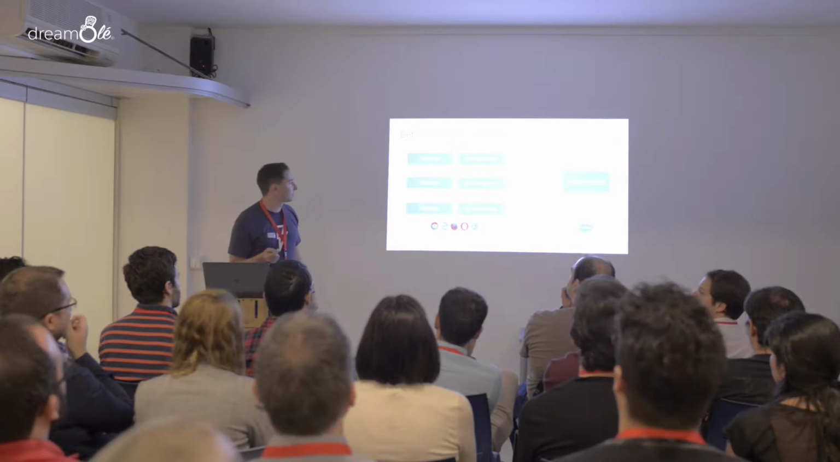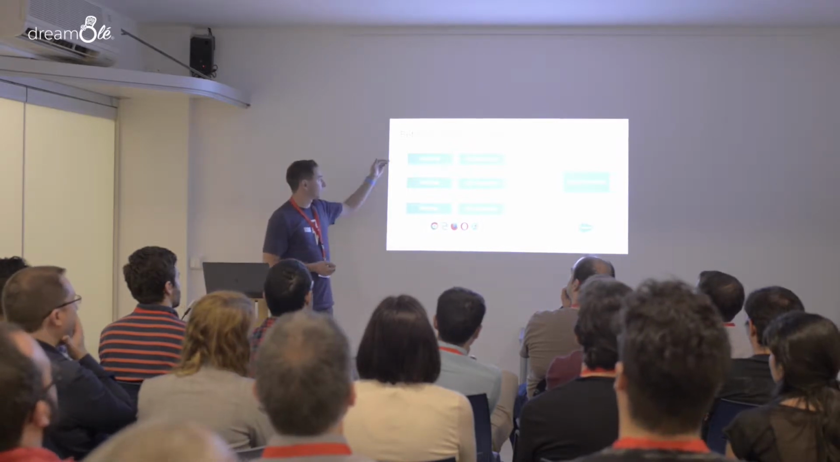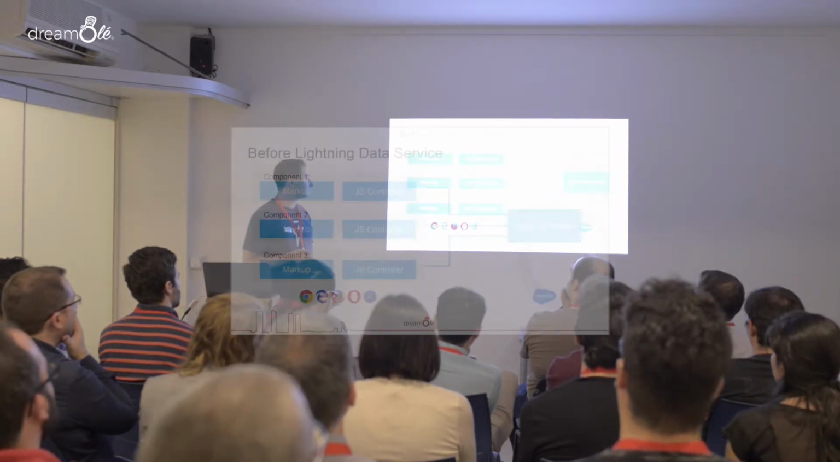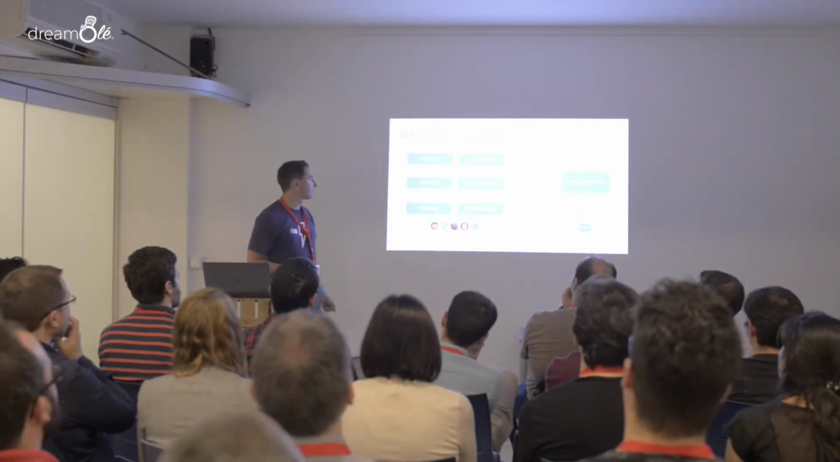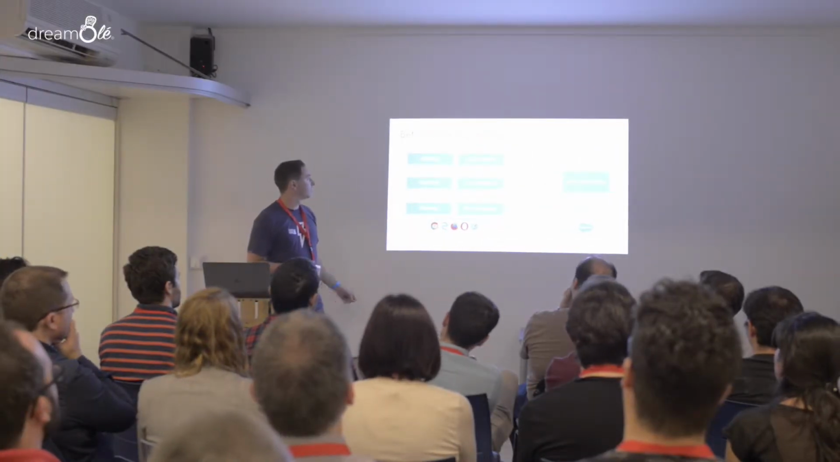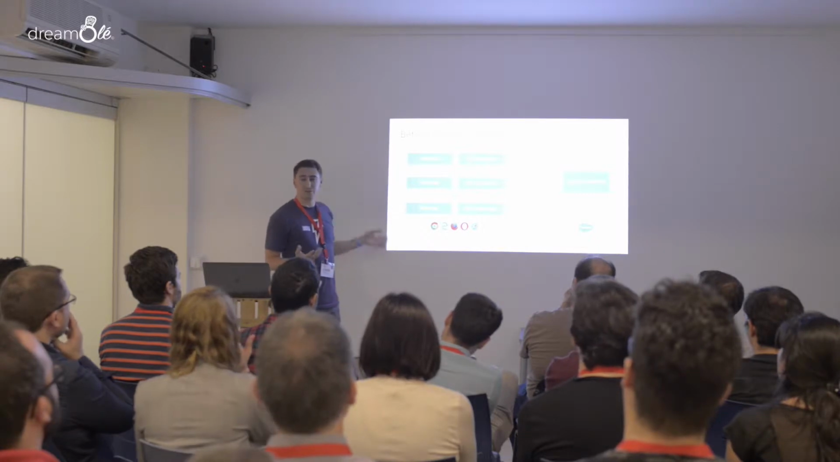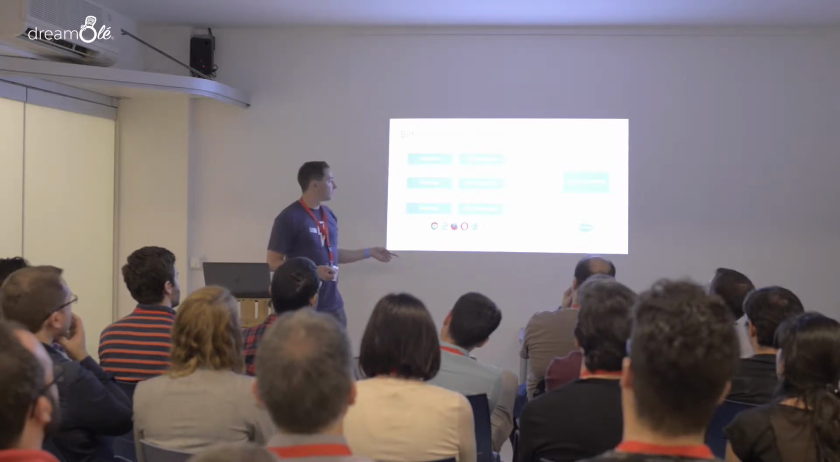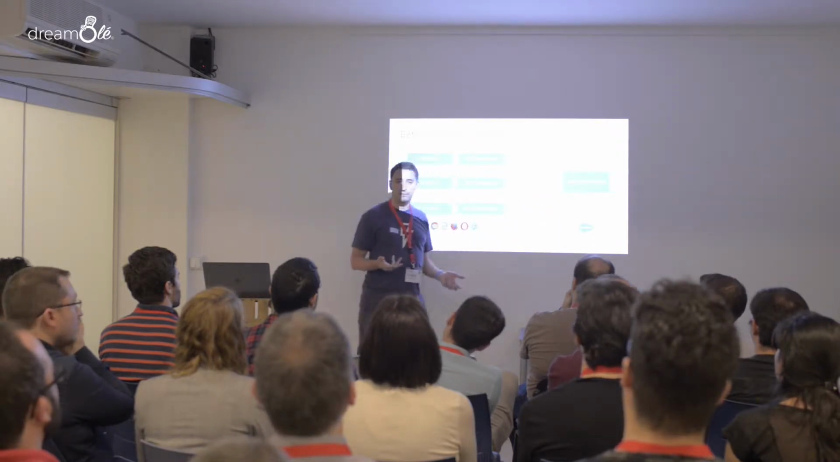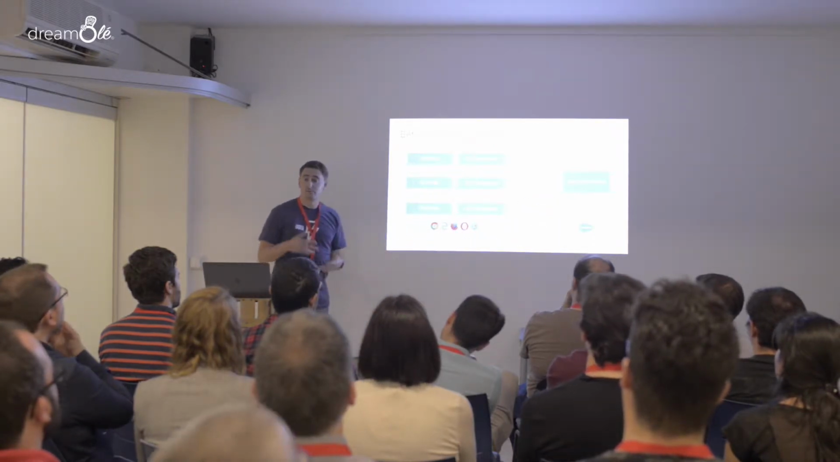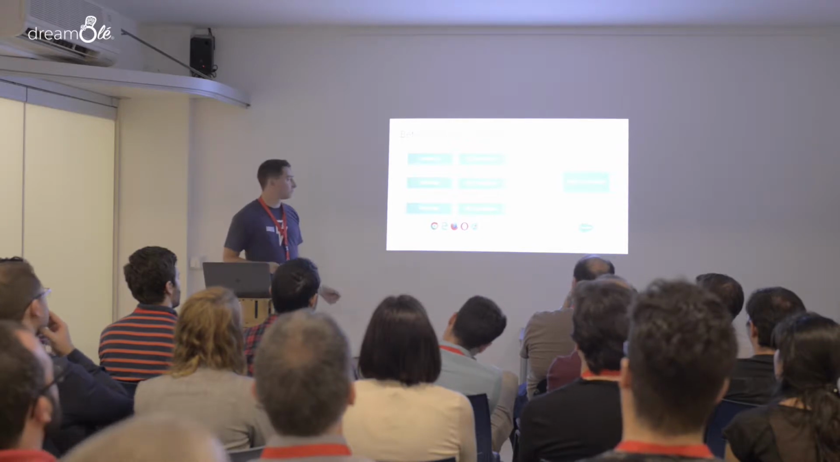So before Lightning Data Service, let's say you have your 3 components in here. This is client side and this is server side. What you will have to create and write as code: you will have your component markup, which is sort of HTML, a JS controller, and one Apex controller that will do a query for you, like select name, stage name, whatever.